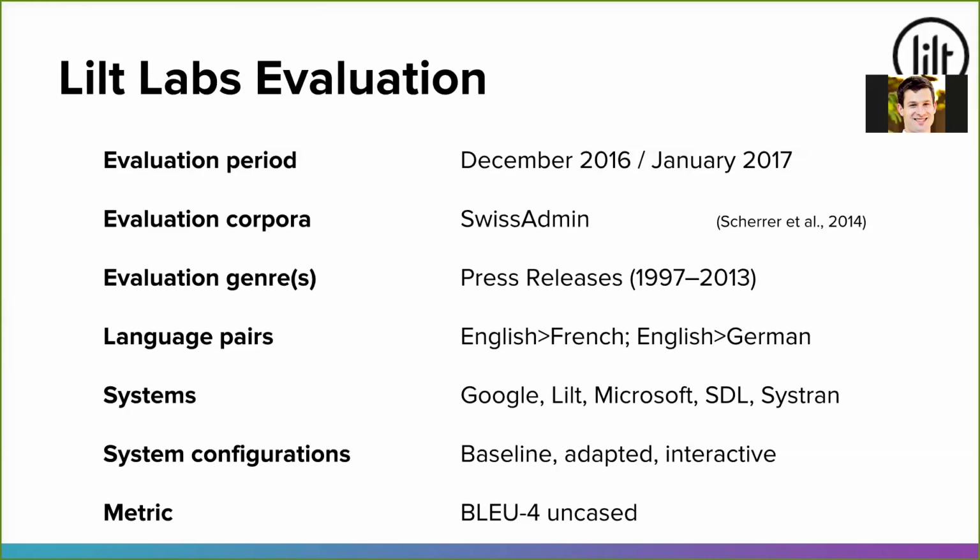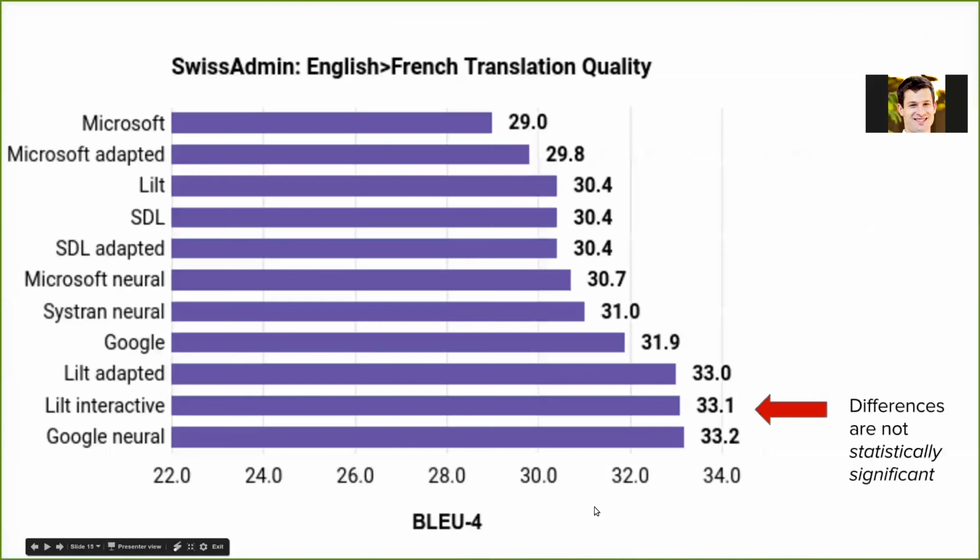In this case, English to French is one that's typically pretty easy for MT. English to German is one that's pretty hard. A couple different public systems that we'll evaluate and a couple different configurations, and we're going to use BLEU. Okay, so here are the English to French results. On the vertical axis are the different systems, and on the horizontal axis are the BLEU scores.